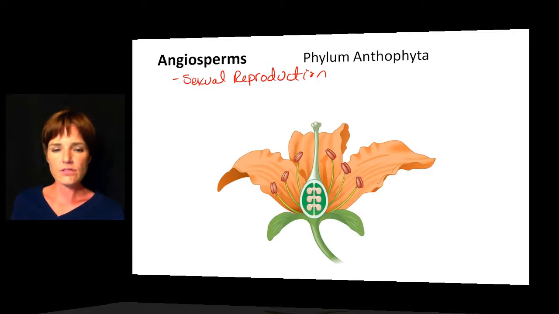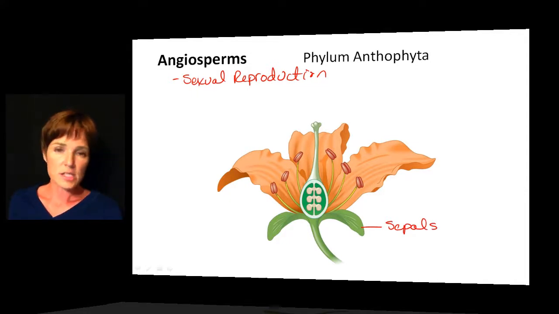Now, if we look at this flower here, a flower consists of modified leaves. We tend to have 4 different sets of modified leaves, and we're going to go through and point out each one of them here. The very first one, the outermost one, is what we call the sepals. The sepals tend to look like leaves, small leaves. They rest right underneath the flower itself, and they tend to be green. So these tend to do some photosynthesis. They tend to support and protect the flower somewhat.